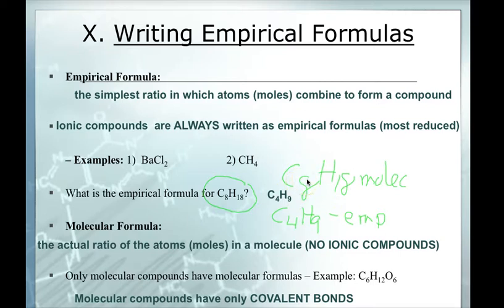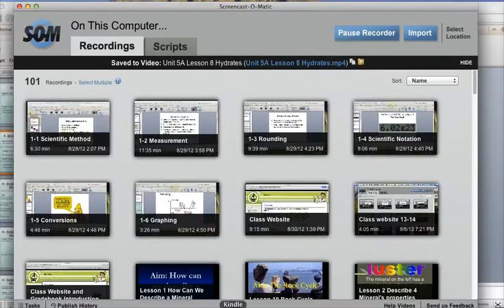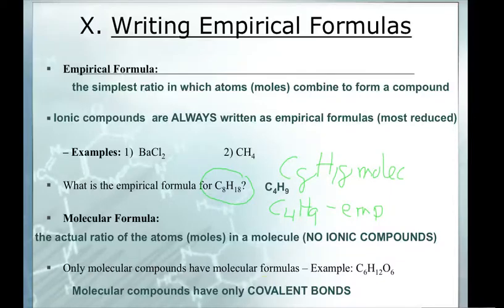If you take a look at the one at the bottom here, notice for some reason the pen is gone. Oh, hello. Here we go. If you look at this at the bottom, that's a molecular formula because that's a molecular compound. That's a sugar. But it can be reduced. Notice that all three of these subscripts are divisible by 6. So the empirical formula for this would be C1H2O1. That would be the empirical formula for this formula.